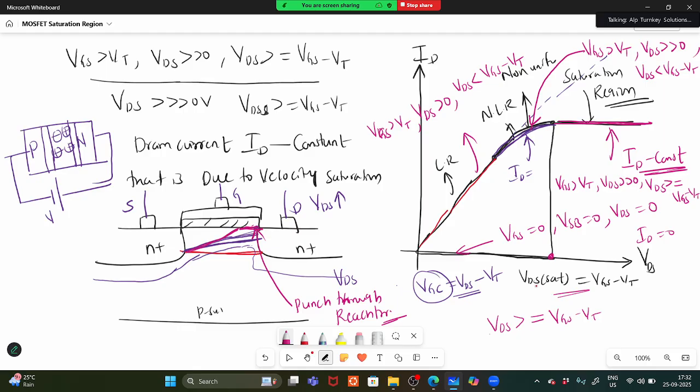What is this pinch off point? In all cases, when VDS is equal to VGS minus VT, the channel will be pinched off. The channel depth becomes 0. Is it fine? All the conditions and all the regions of operation? Yes. Okay, and next we will see the drain characteristics.